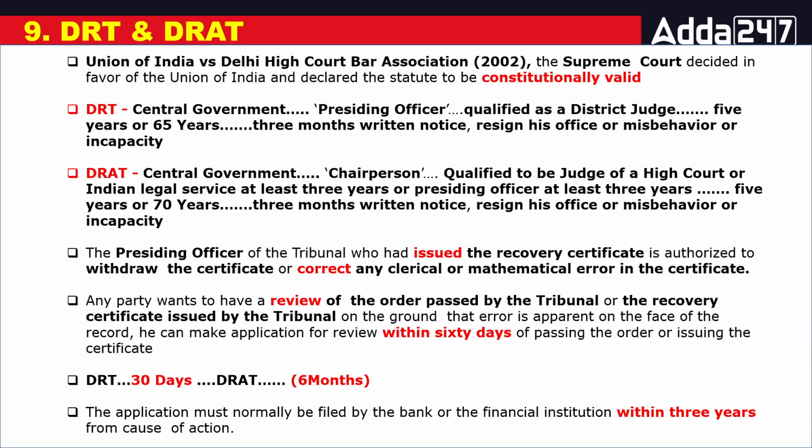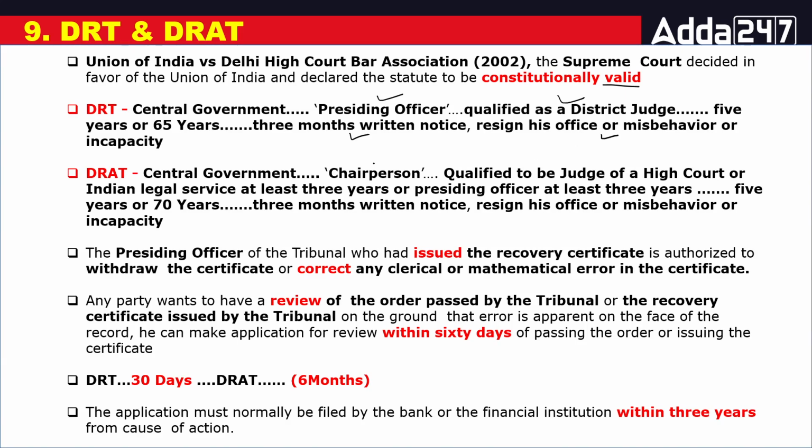Now, class, if we talk about DRT and DRAT, when this act came into picture, a case was filed on whether this act is valid or not. In Union of India versus Delhi High Court Bar Association, the Supreme Court said that this act is totally valid. For DRT, the central government appoints the presiding officer. The presiding officer should be qualified as a district judge. Tenure is 5 years or up to age 65. If they want to resign, 3 months prior notice, or the central government can also remove them for misbehavior and incapacity.